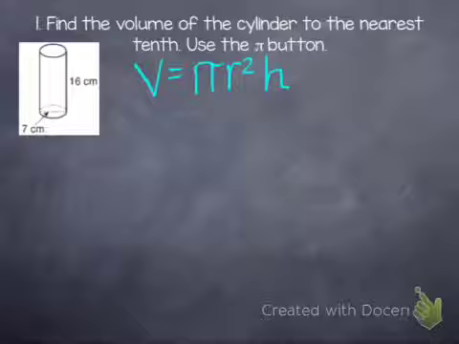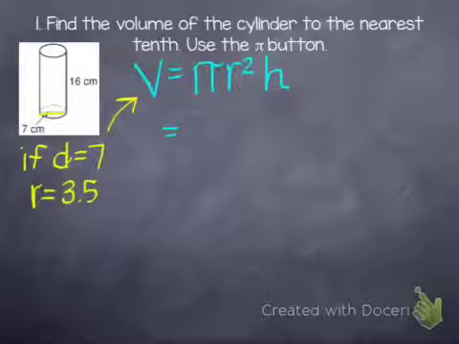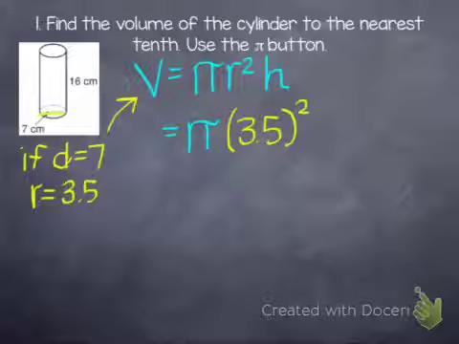So now we need to come over and take a look at our picture. So they're giving us a diameter of 7, but for our formula, like usual, we need to know what the radius is. So if diameter is 7, we need to divide that by 2 to find our radius. So our radius is 3.5. So I can start out by bringing down my pi, and we've figured out that radius is 3.5, so that's squared. And now I need to pull my height from my picture, and that is 16.